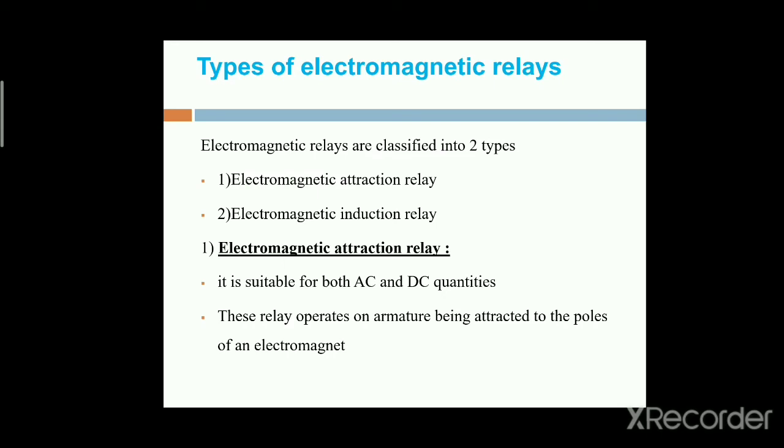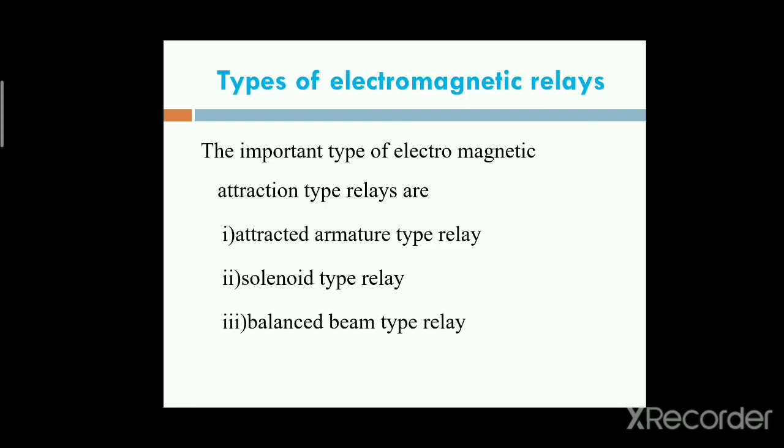The electromagnetic induction relays are operated. In that, there are various classifications. The electromagnetic attraction relays are classified into three types: attracted armature type of relay, solenoid type of relay, and balanced beam type of relay.